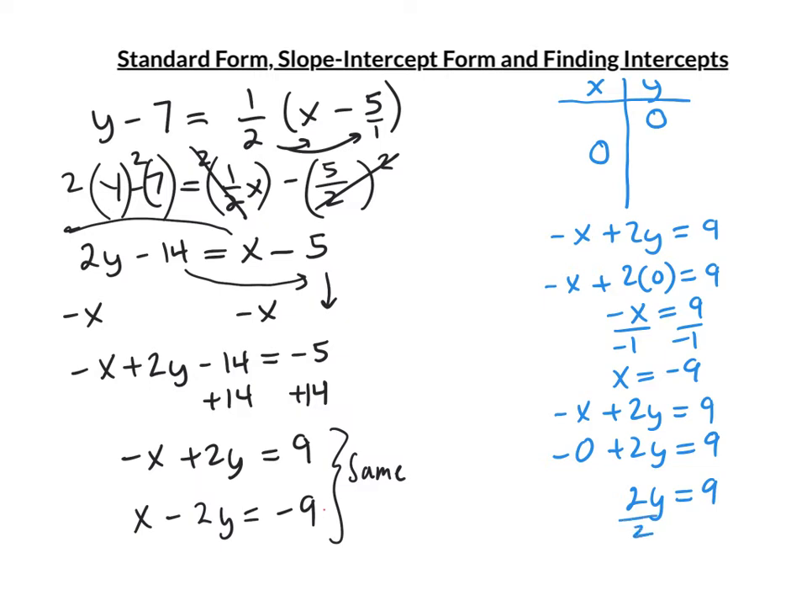Just divide by 2. 9 divided by 2 is your answer. That doesn't simplify because 9 and 2 have no common factors. It doesn't reduce. 9 halves. So our intercepts then are negative 9, 0, and 0, 9 halves. That's 4.5.